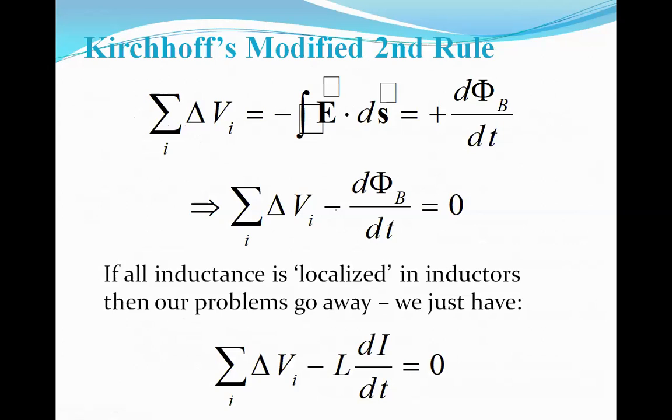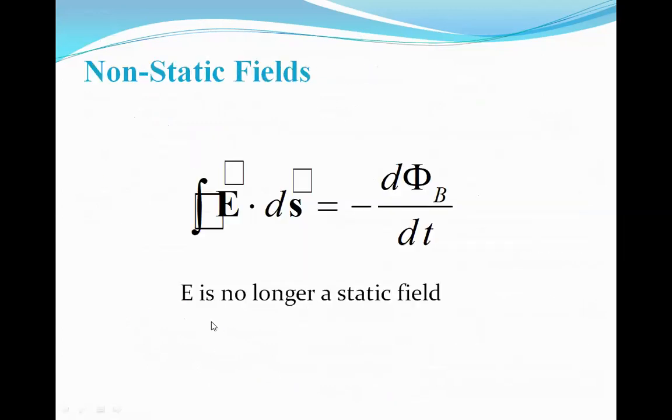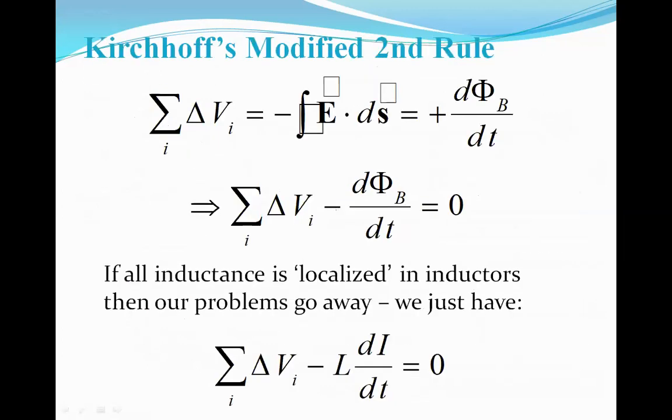So if all inductance is localized in inductors, then our problem goes away. We just have the summation of V should be equal to minus L di by dt, because we have found out how we can write d phi by dt as equal to L di by dt. So this is how we get an equation saying that the summation of V minus L di by dt is equal to 0.